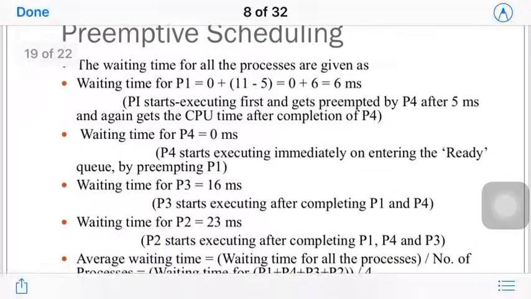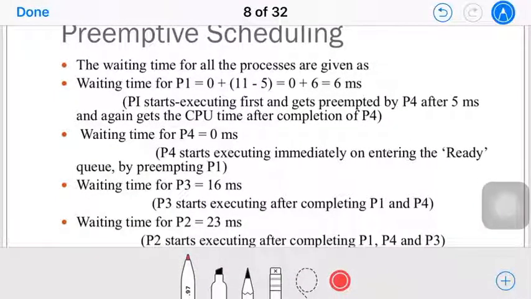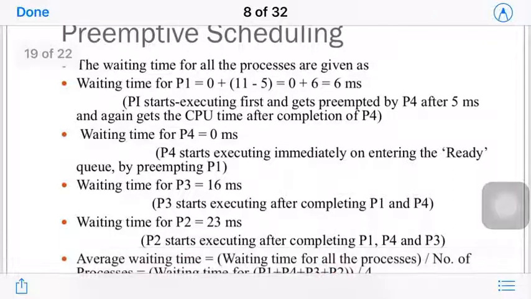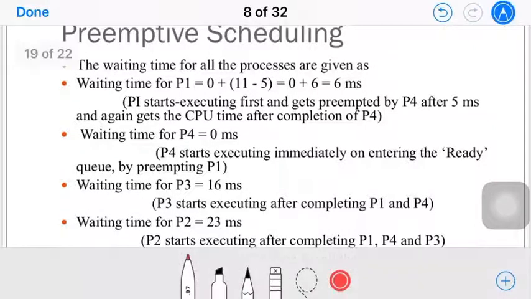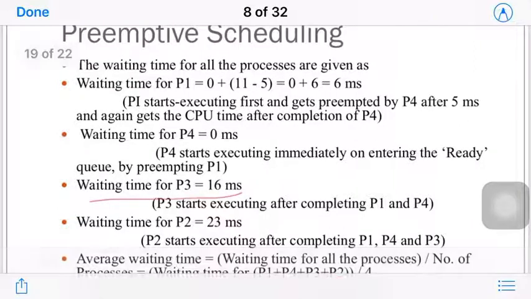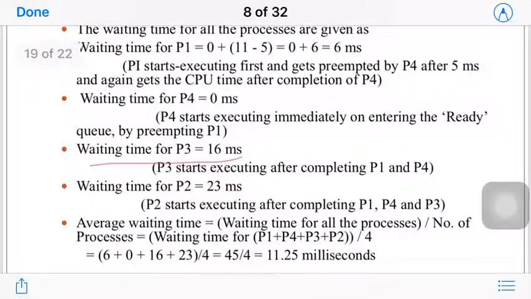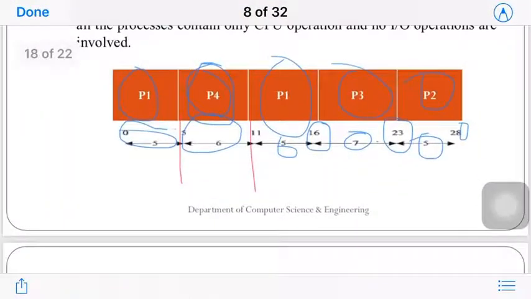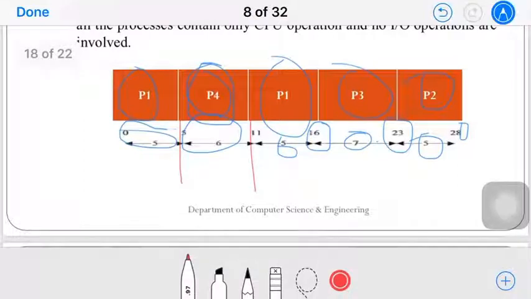Then waiting time for P4. It is 0 because as soon as P4 entered, it was having the highest priority 0, so it got a chance to execute right away. So 0 milliseconds. Then we have P3. P3 waited 16 milliseconds, as we can see here.